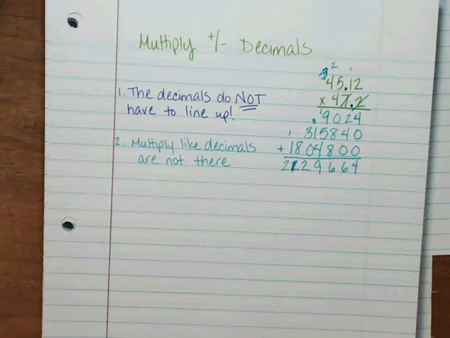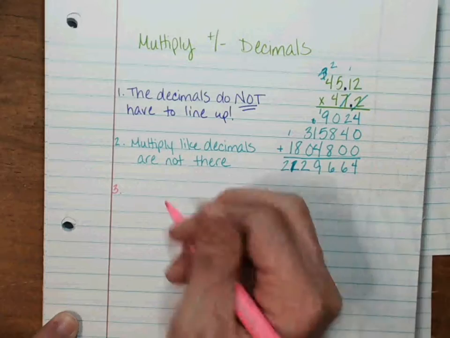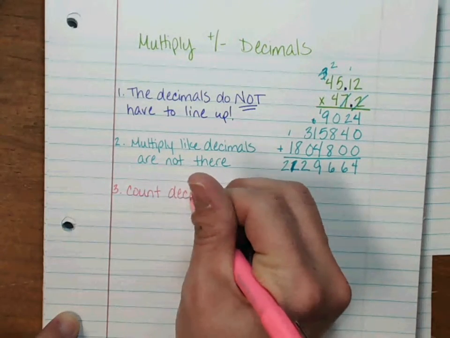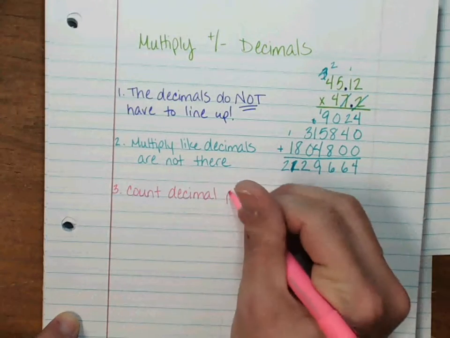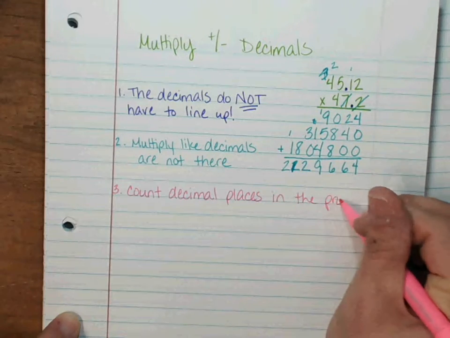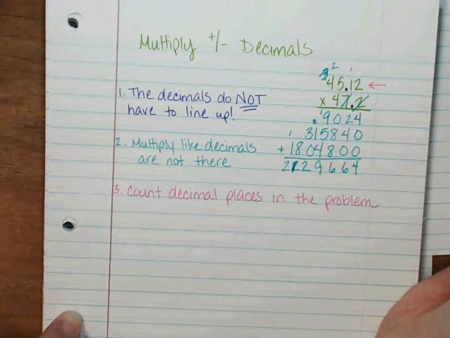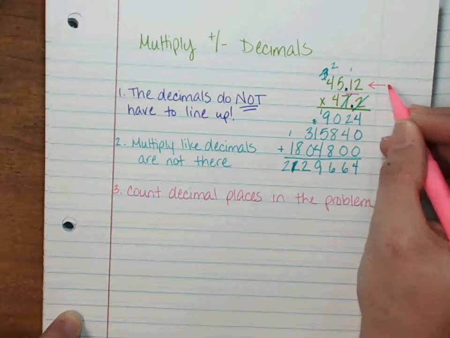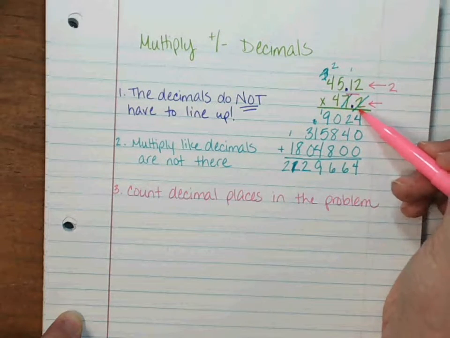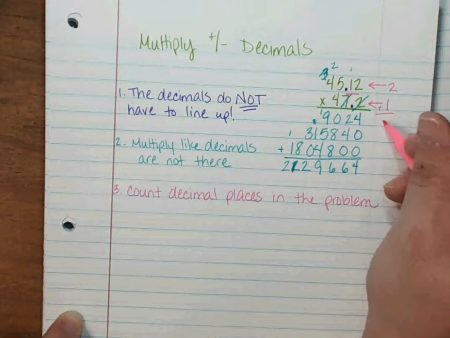Then you count how many numbers are behind the decimal in the problem. Count decimal places in the problem. So how many do I have in this part? 2. And how many in this one? 1. What's 2 plus 1? 3. Okay.